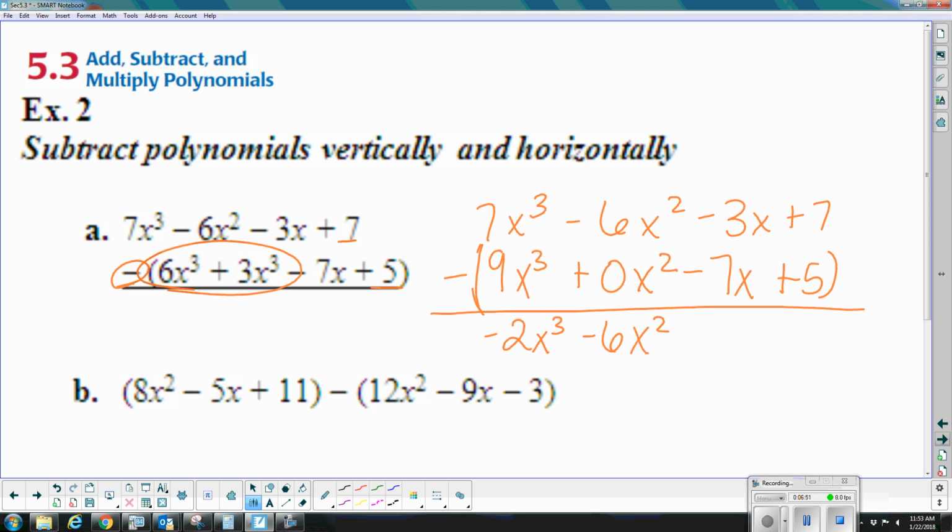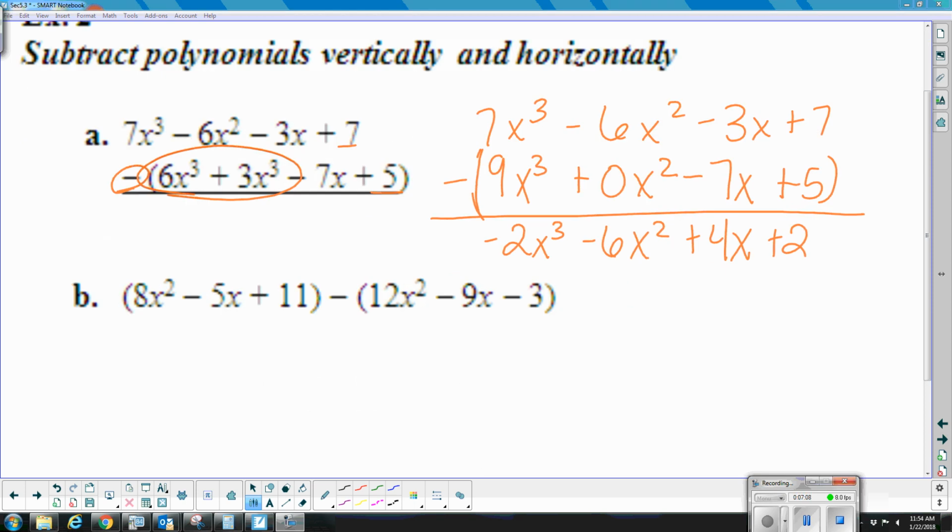Negative 3 minus a negative 7 is a negative 3 plus 7, which is 4x. And a positive 7 minus positive 5 is 7 minus 5, which is a positive 2.